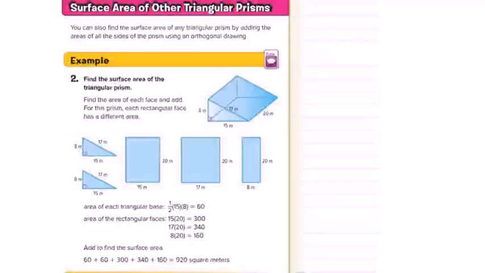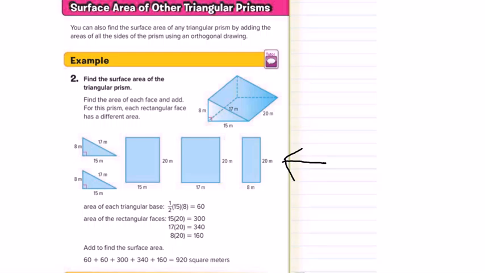Now that you've tried the got it problem on the previous page, let's take a look at example 2, which uses a different strategy for finding the surface area of triangular prisms. It says above there that we can add all the areas of the sides of the prism by using what's called an orthogonal drawing. So that's basically taking your figure and breaking it down into a drawing of all the different faces that you see. So let's look at example 2 here.